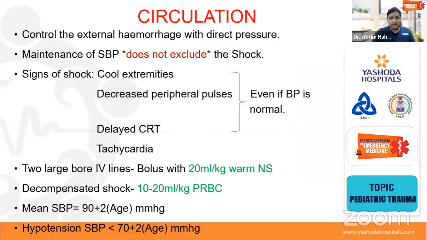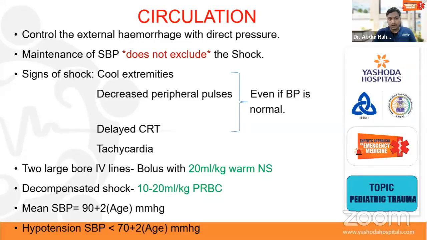And remember, maintenance of systolic blood pressure does not exclude shock. This is very, very important. Because of the child's increased physiological reserve, it allows for maintenance of systolic blood pressure in the normal range, even in the presence of shock. Almost 30 to 40% decrease in the circulating blood volume is required for a drop in the systolic blood pressure. So whenever a pediatric trauma patient comes and there is no hypotension, do not assume that this patient is not sick, because almost 30 to 40% of blood volume loss is required for a drop in the systolic blood pressure.